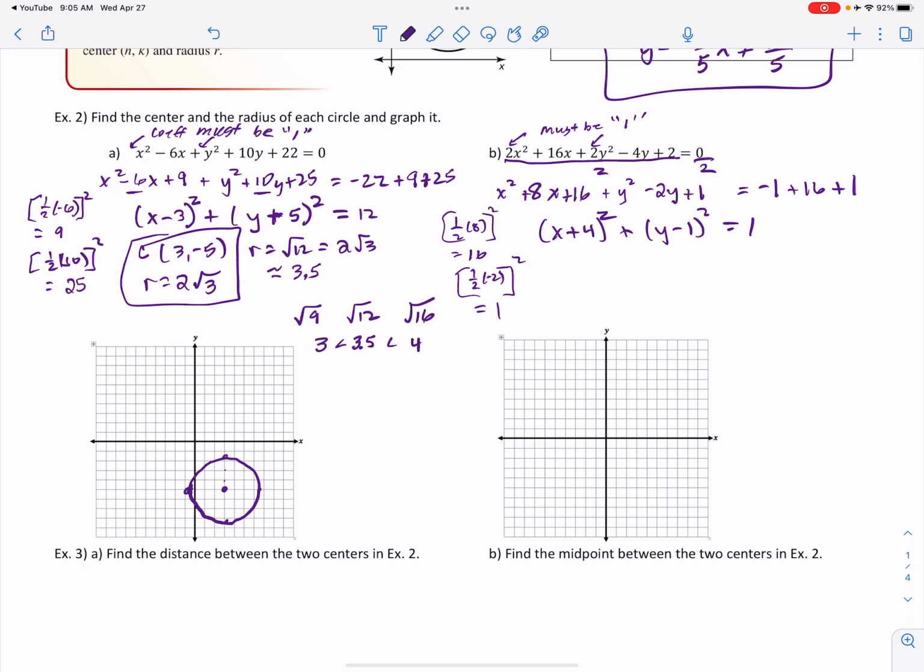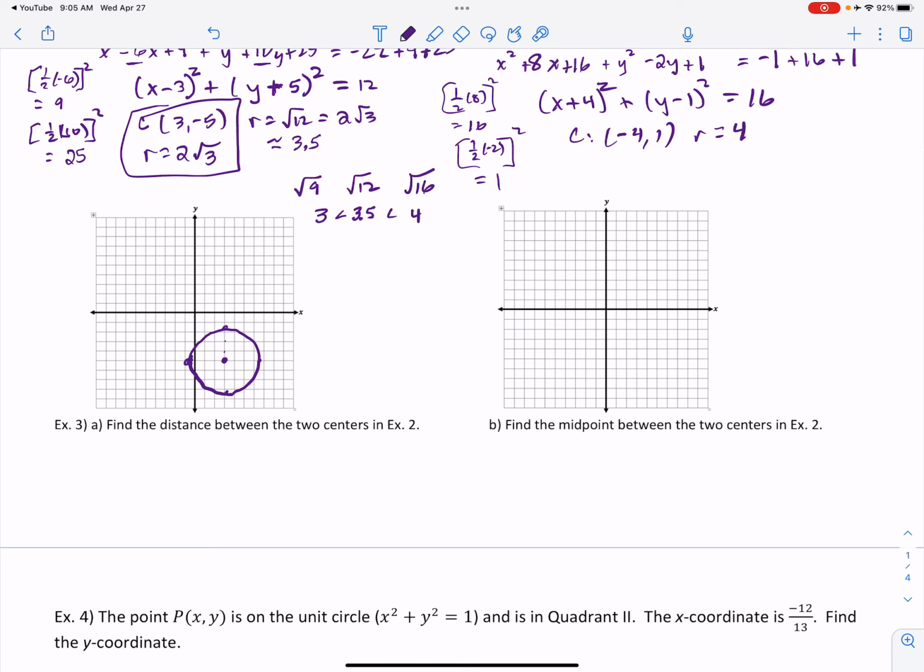All right, and then on the right-hand side, we get 16. So the center of this is (-4, 1) and the radius is 4. So we go to the left 4 and up 1. And from that, we go up the radius length of 4, to the right the radius length, down the radius length, and to the left of center. And then we draw our circle. That time I corrected it. There we go. So there's that circle.